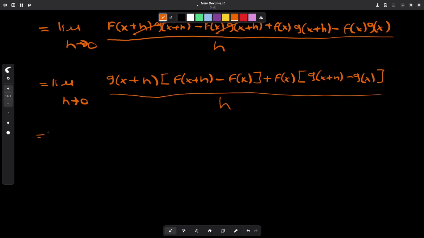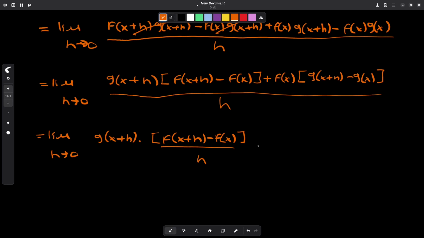Let's write this in a form that we can see the derivatives. g(x+h) times f(x+h) minus f(x) over h, plus f(x) times g(x+h) minus g(x) over h.